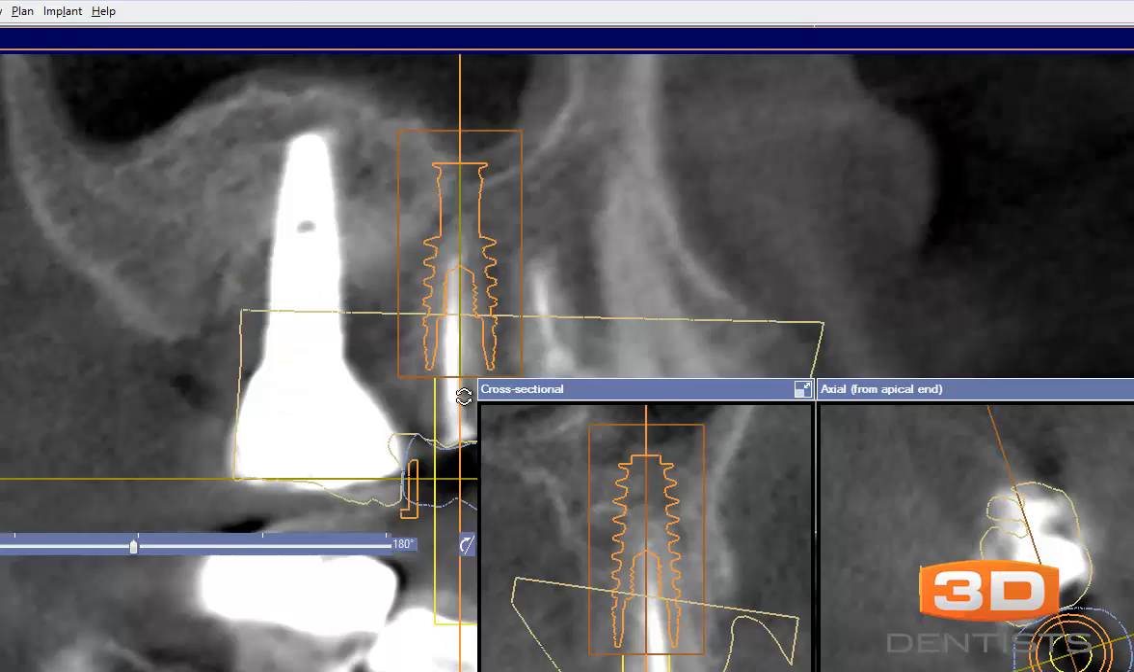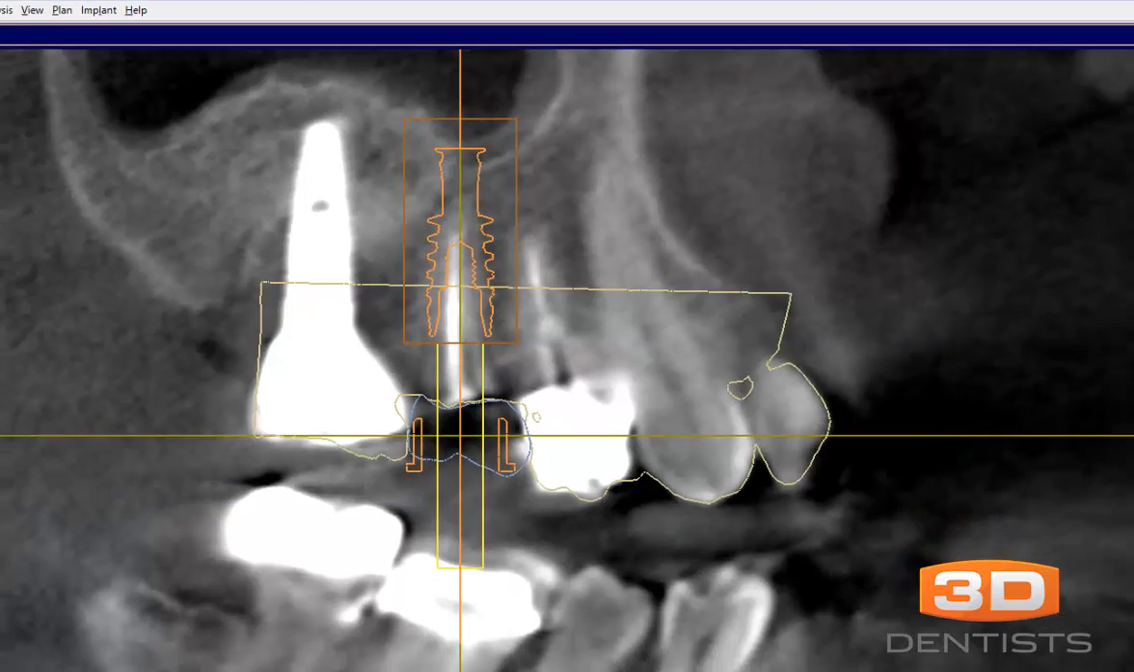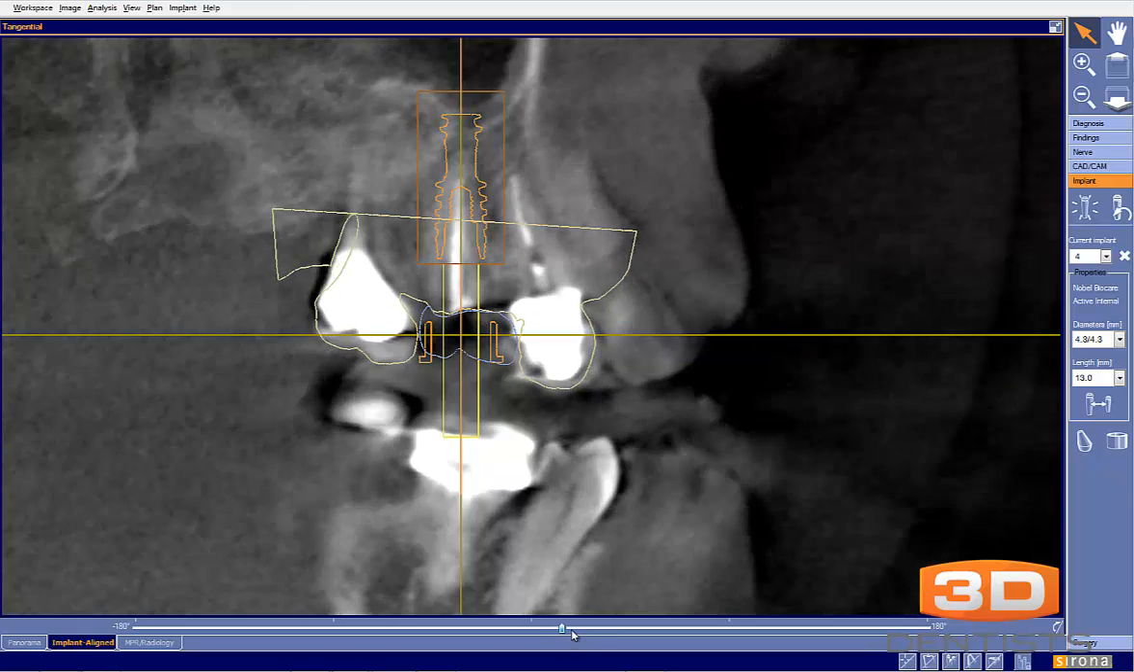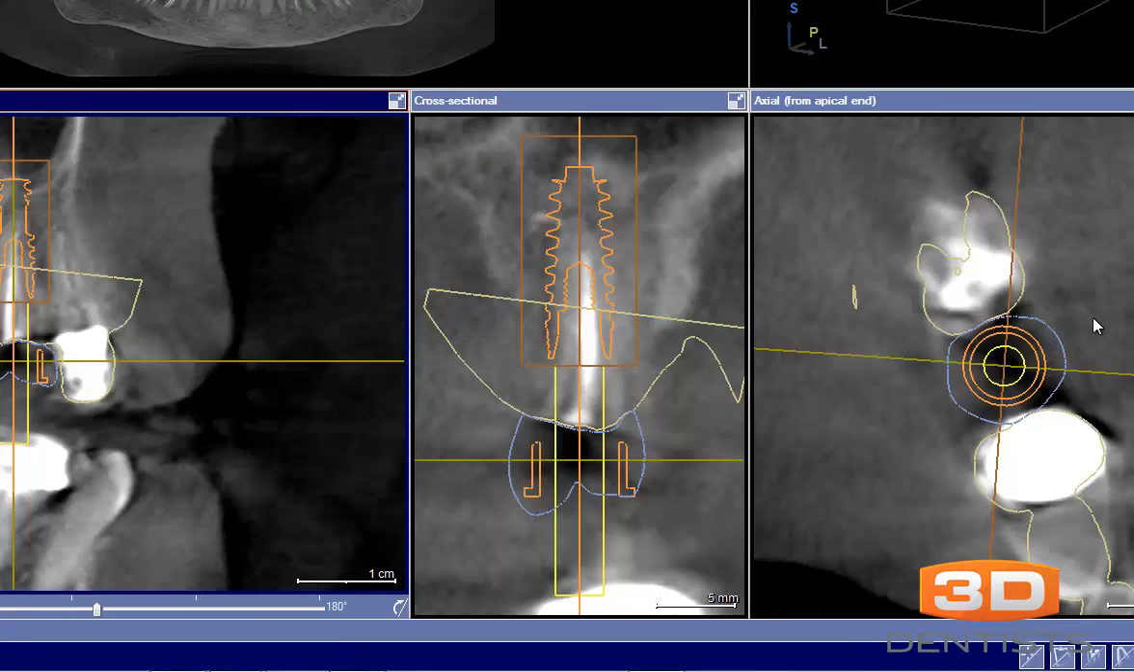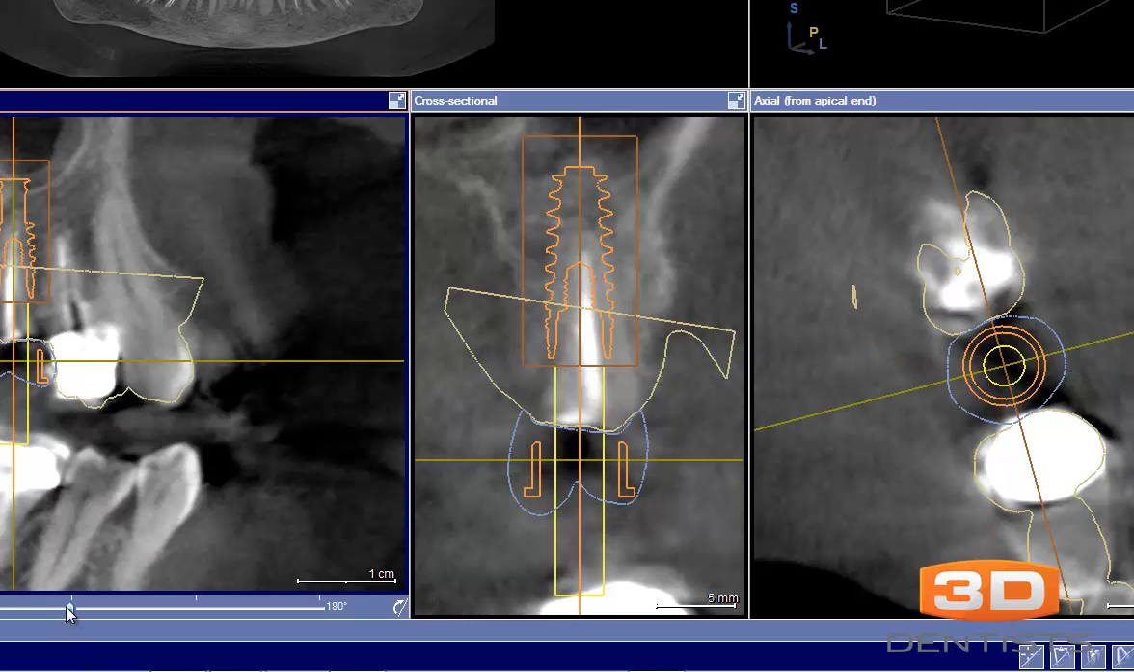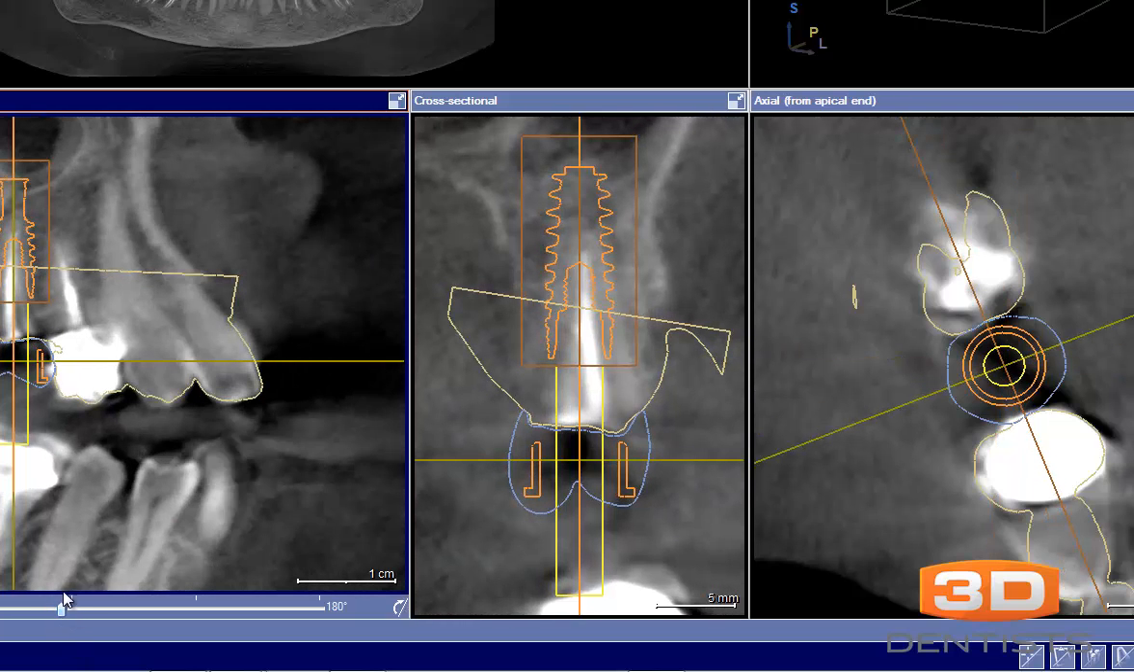Now we do have to be careful. Are we getting too close to this adjacent root? And here we look to be pretty safe. I don't want to get much closer than that. So in this particular case, I'll go off plan a little bit and just tilt that back just a hair. So now we have this more in line, not perfect, but more in line with the occlusal plane so we can get nice forces.